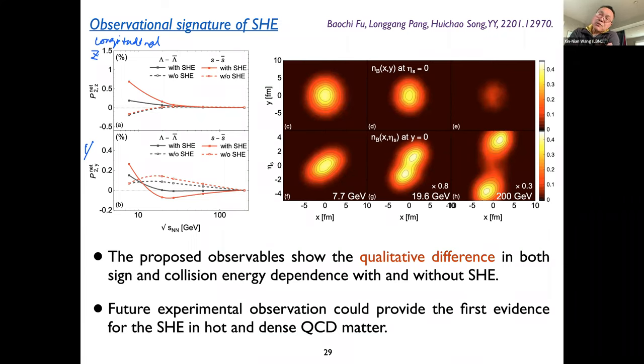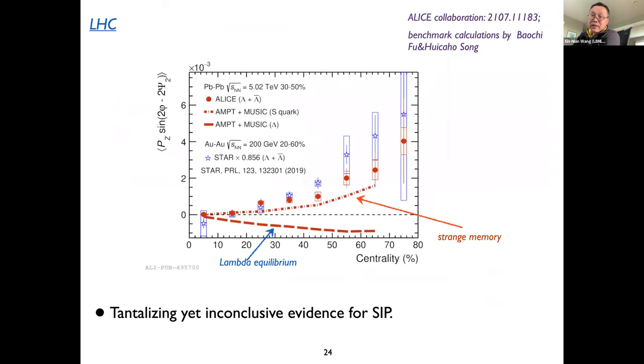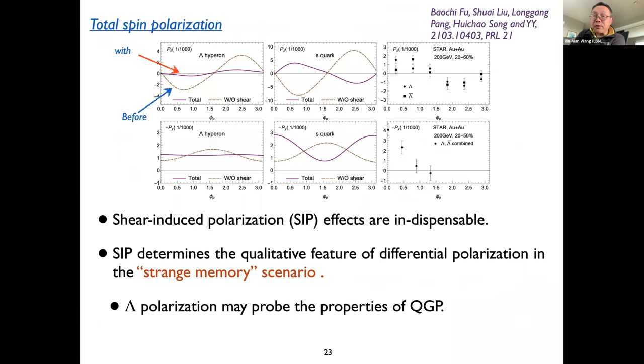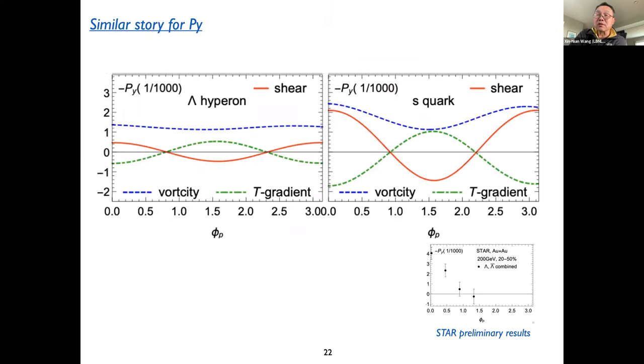My other question is regarding your shear-induced polarization. You definitely demonstrate that it will give you a different azimuth angle dependence of polarization, right? But do you actually reproduce the azimuth-angle-integrated, net polarization that STAR is measuring, with its energy dependence? Can you reproduce this with the inclusion of this shear-induced spin polarization?